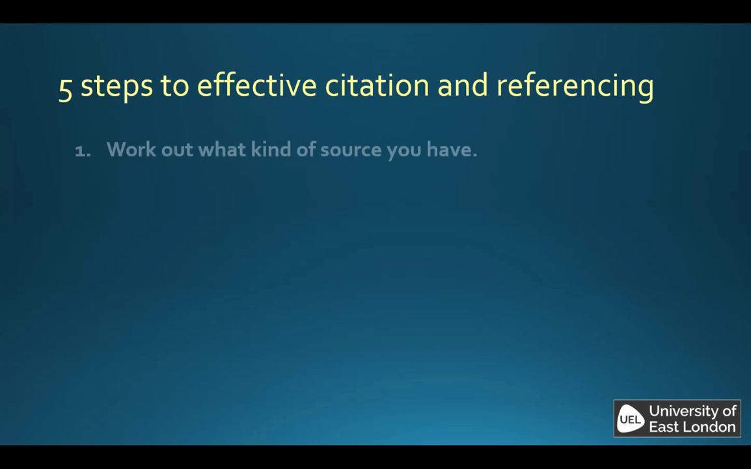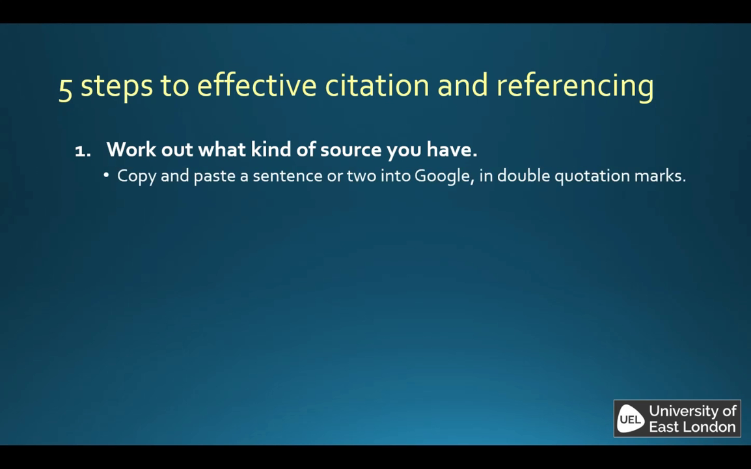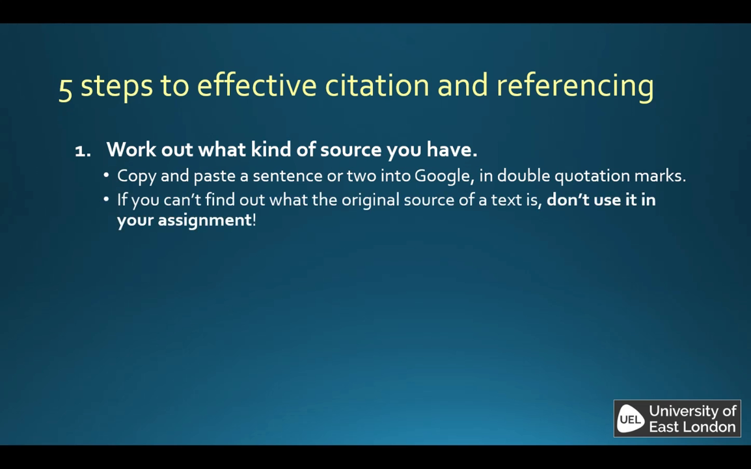Step 1. Work out what kind of source you have. If you don't know what the original source is, copy and paste a sentence or two from the source into Google or Google Scholar, enclosed in double quotation marks, and see if it finds the original source for you. But if you can't find out what the original source of a text is, don't use it in your assignment.